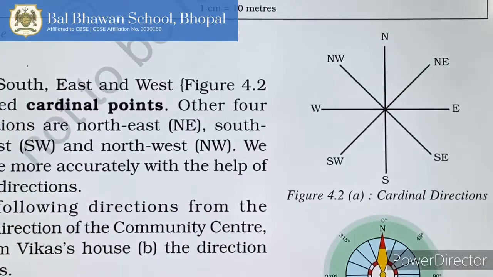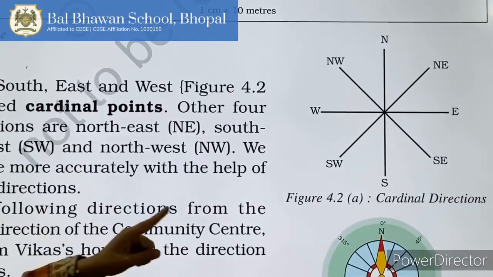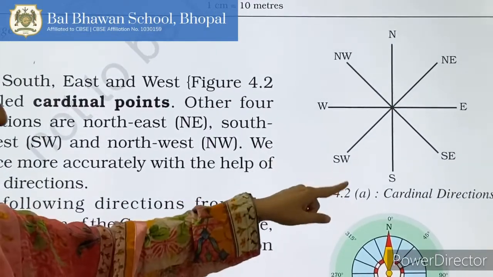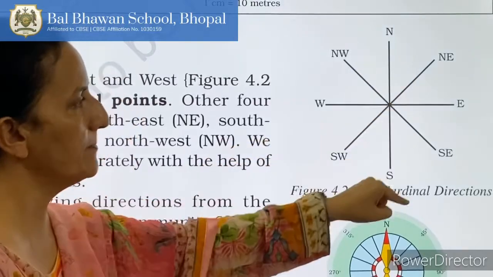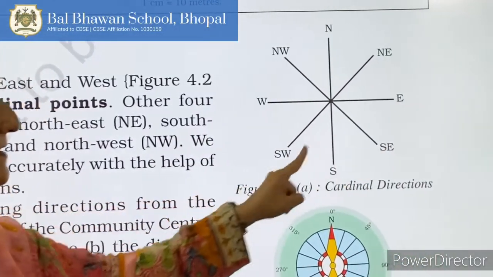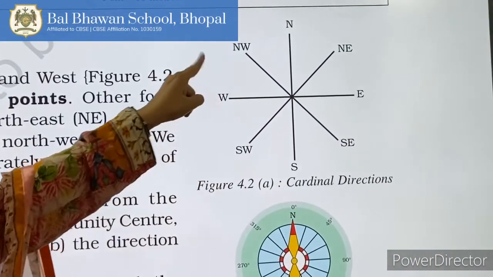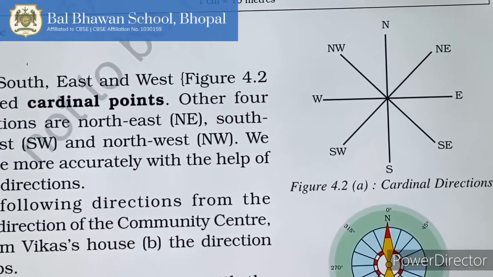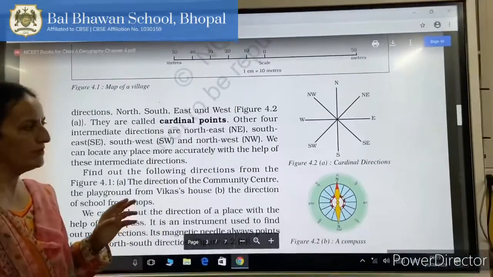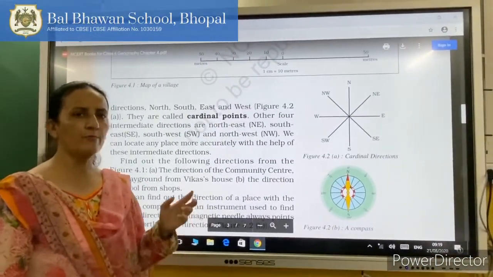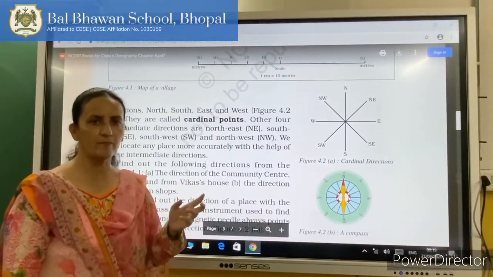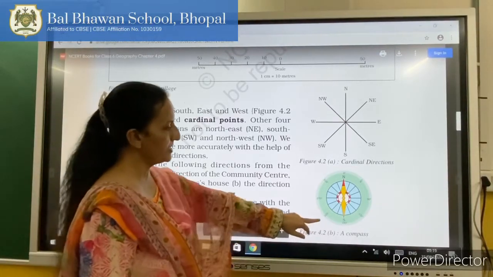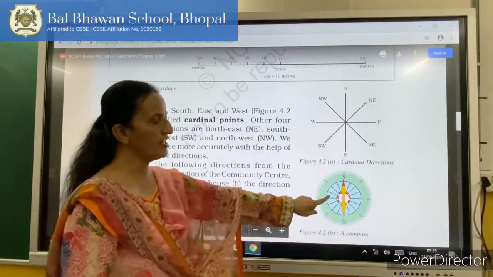Besides these four directions, we have cardinal directions also in between. So here we have northeast, then southeast, southwest and northwest. So these are again very important to find the directions. And without directions, it's not possible to find out the location of a place. We already know this. The second most important thing which is used to find direction is compass.